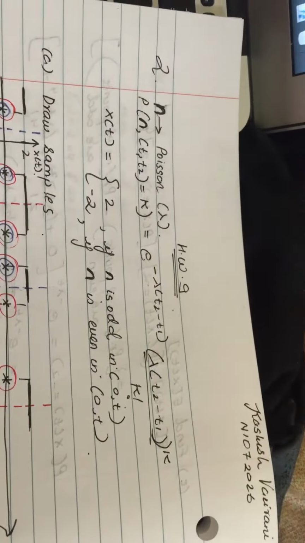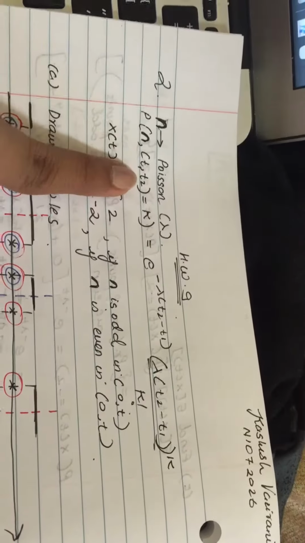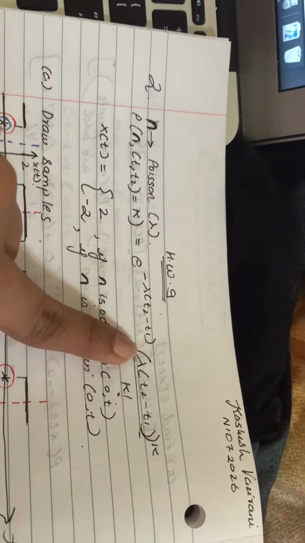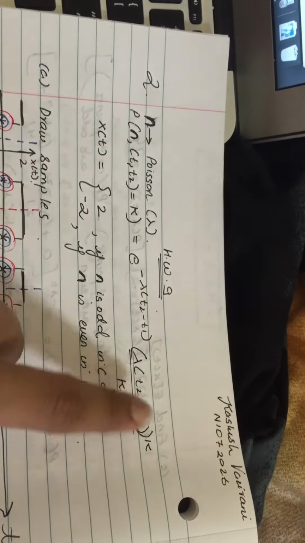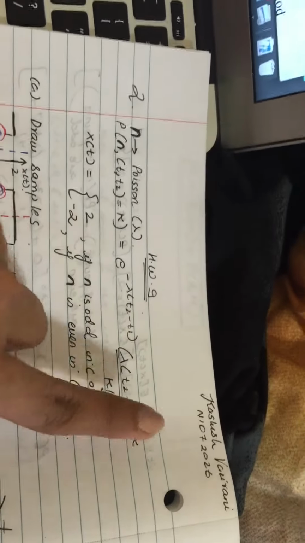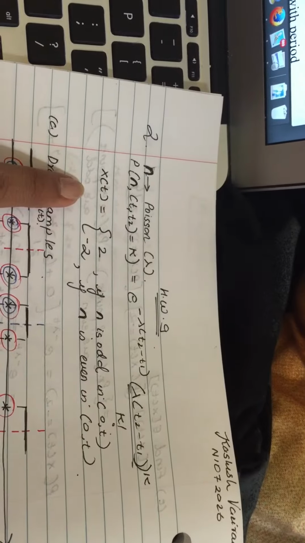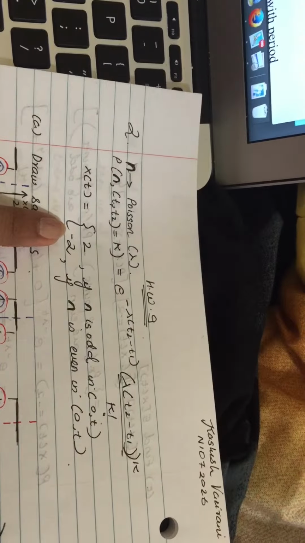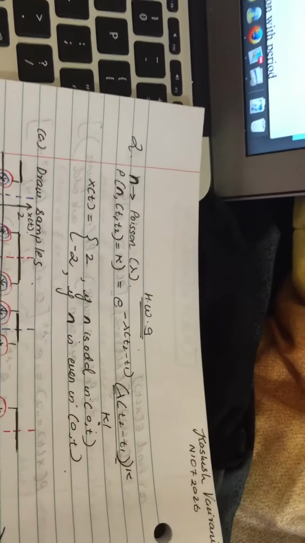So the question is that we've been given N as a Poisson process with parameter lambda, and the probability that k points arrive between t1 and t2 is e raised to minus lambda (t2 minus t1) into (lambda (t2 minus t1)) divided by k factorial, this whole part raised to k. And we've been given a stochastic process X of t, which takes the value 2 when N is odd between 0 and t, and it takes the value minus 2 when N is even between 0 and t.